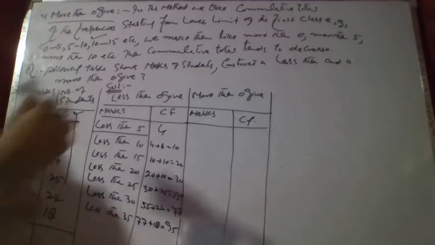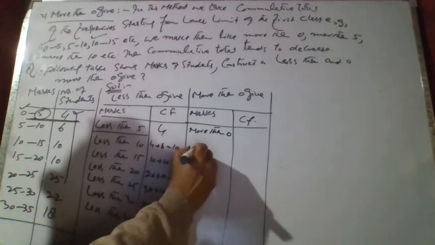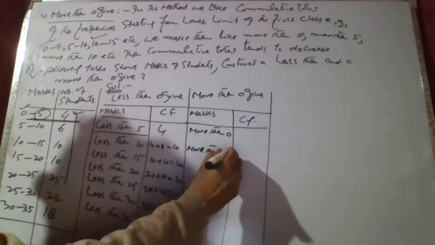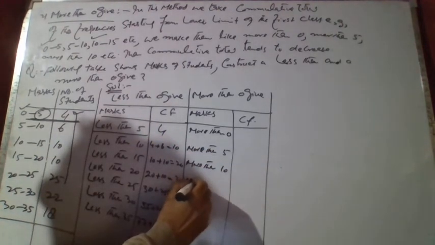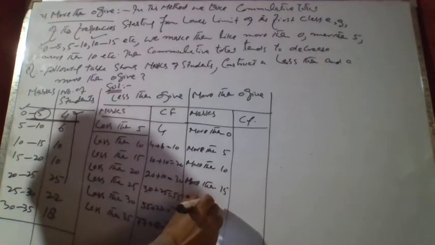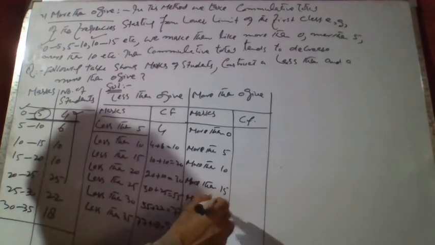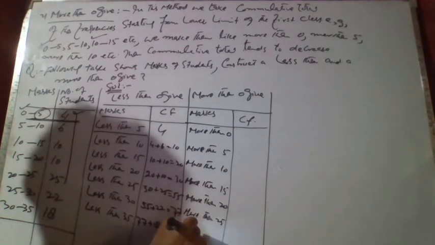इस तरह मोर देन ओगी में क्या हम करेंगे, मोर देन में लोअर लिमिट यहां उठाते हैं। मोर देन 0, मोर देन 5, मोर देन 10, more than 15, more than 20, more than 25, more than 30.